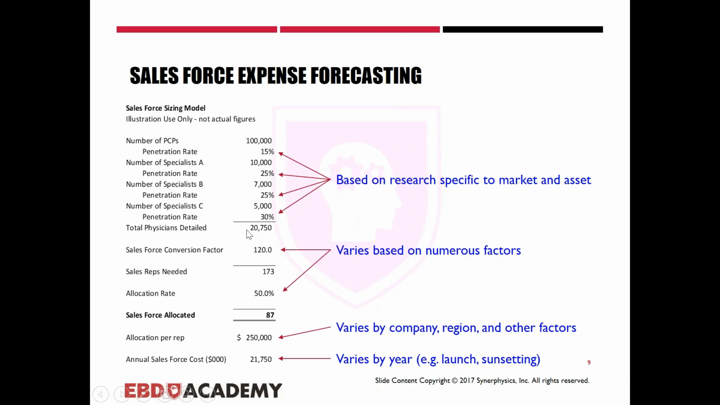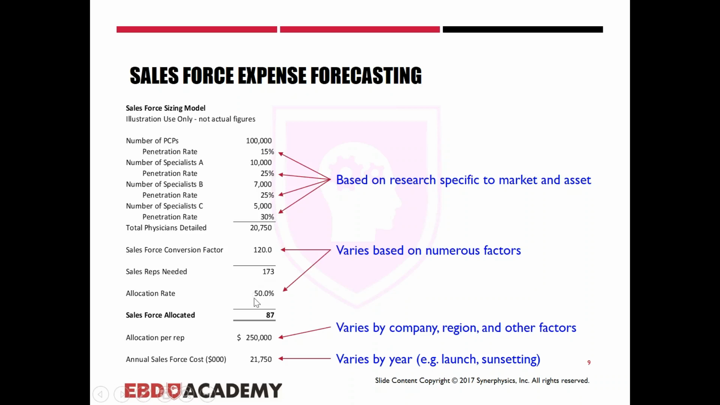You do some simple math, and here we've come up with about 20,000 physicians that need to be detailed. And I have another model that comes up with this number that, for lack of a better name, I call the Salesforce conversion factor. It's based on a variety of variables that tells me, based on that many physicians that need to be detailed, how many reps are required. And that's this 173. In this particular case, those sales reps were going to be detailing 2 products.